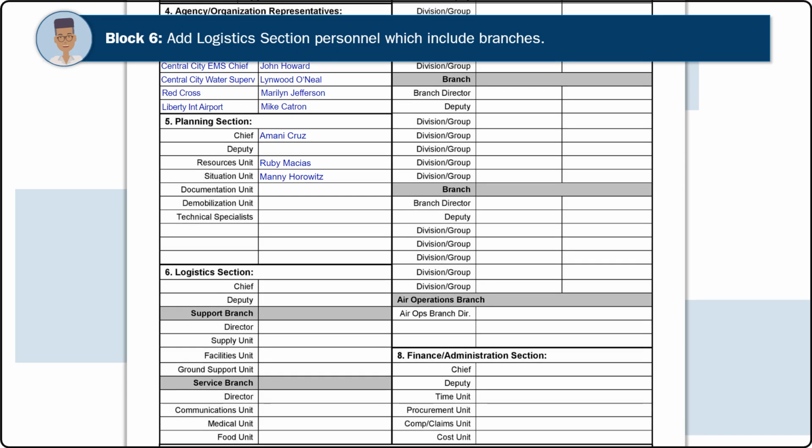So far, things are pretty straightforward, but it gets a little more complex when we start adding branches, divisions, and groups. In Block 6, we venture into the Logistics section. This unit's blocks are fully built out with a support branch and a service branch. In this case, most of the Logistics section positions aren't filled, so there isn't a span of control problem. If a position isn't filled, be sure to leave it blank.